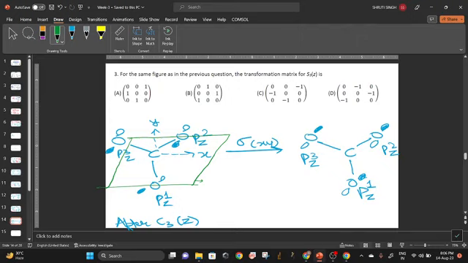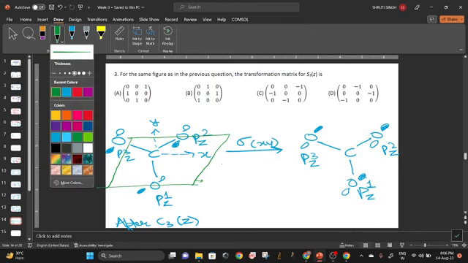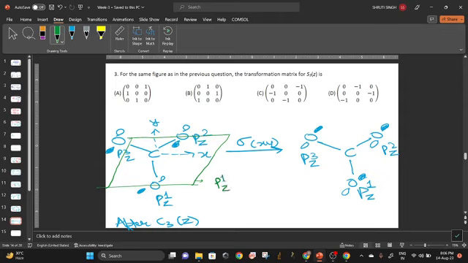So ultimately, initially we had pz1. Before any transformation, it became minus pz2. pz2 became minus pz3, and pz3 became minus pz1. Both of you agree with this?